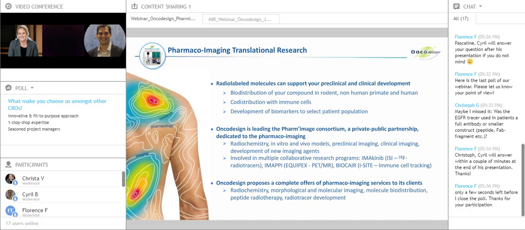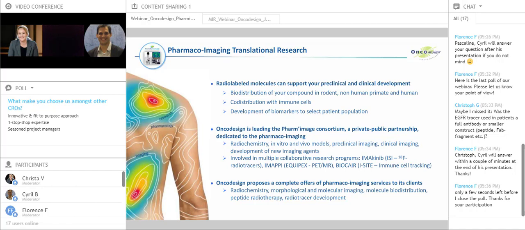One is imatinib. This is where we developed the EGFR radiotracer. Another was IMAPI, where we developed the PET-MR prototype, and Biomarker, which is a new one where we'll work on the tracking of immune cells. And so we can offer to our clients and to our partners several kinds of pharmacoimaging services, going from chemistry up to radiotracer development. This is it for me, and I welcome any questions that you may have.